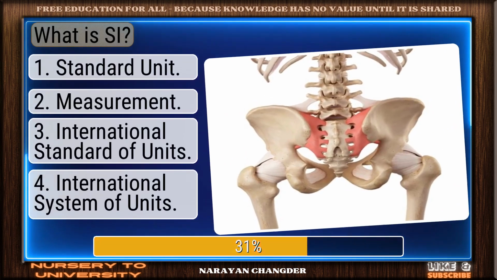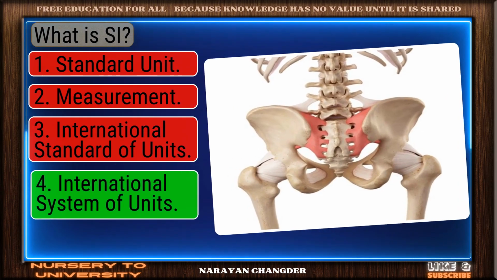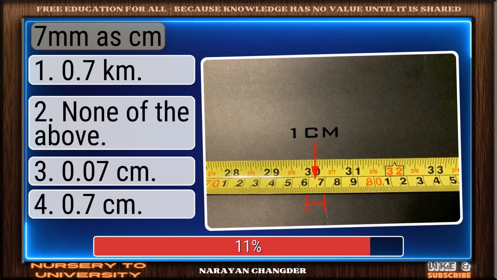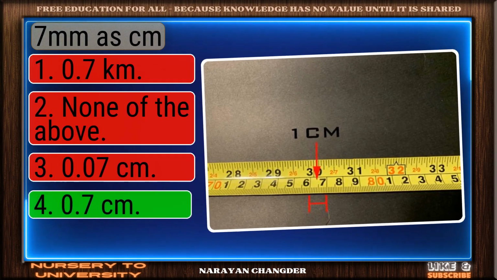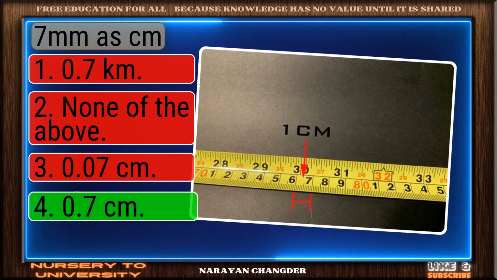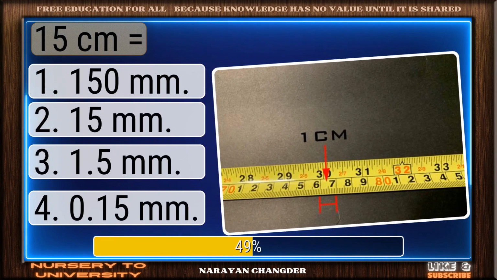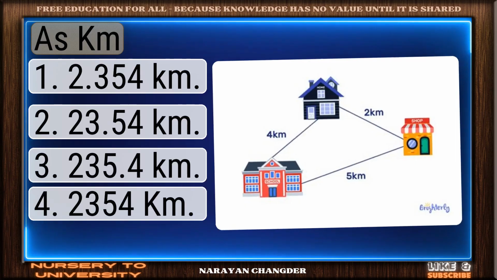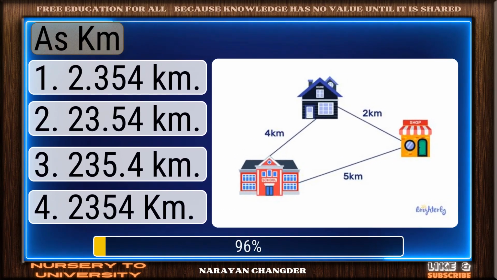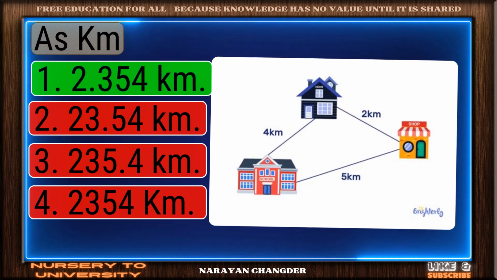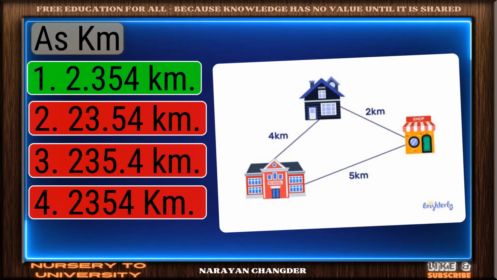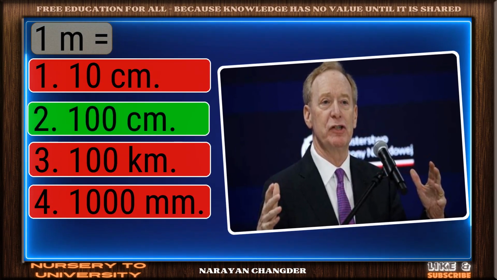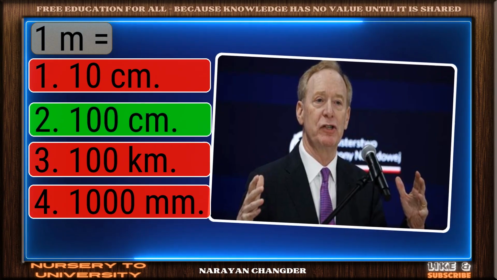What is SI? Good job. Your answer International System of Units works well here. 5 mm as cm. Right again. 0.5 cm is a valid answer. 50 cm equal to. Strong choice. 150 mm is the right answer. 1 m equal to. Nice selection. 100 cm is the correct and valid answer.